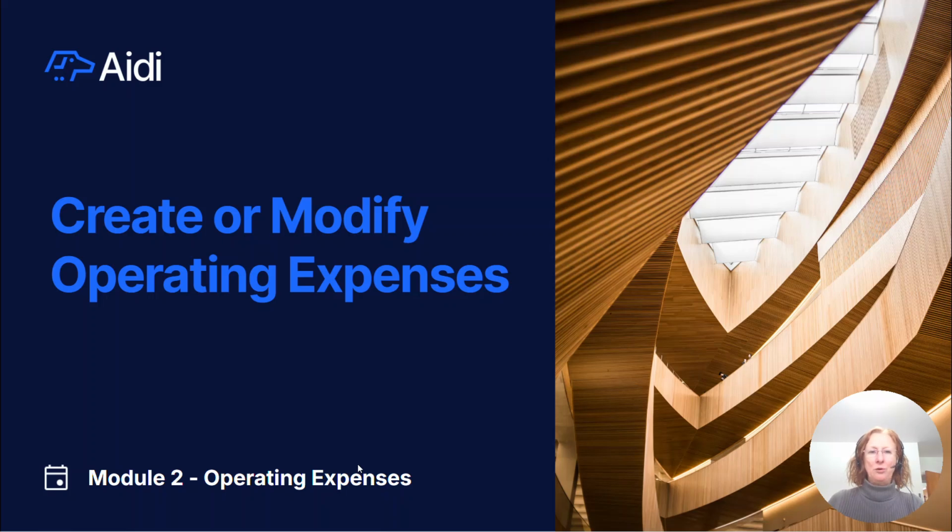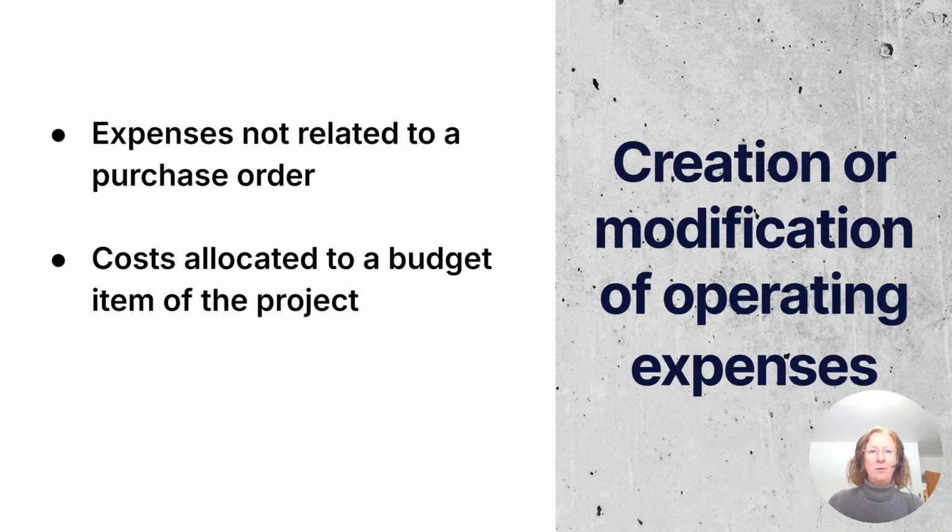In this tutorial, you will learn how to create operating expenses. During a project, some expenses related to the project are not necessarily associated with a purchase order. For example, travel expenses, machinery repair costs, or any purchase that does not require a purchase order. Since these costs must still be charged to the project, the operating expense functionality in ID allows you to associate an expense with a budget item without going through a purchase order.